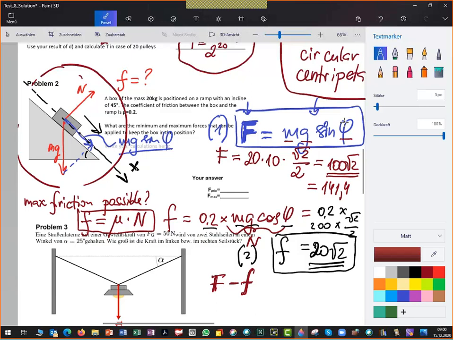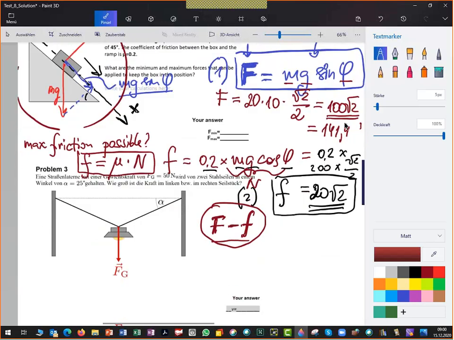So, if you have this condition, if your force is close to that value, still it will not move, but it will now be starting to move. So it is going to move.